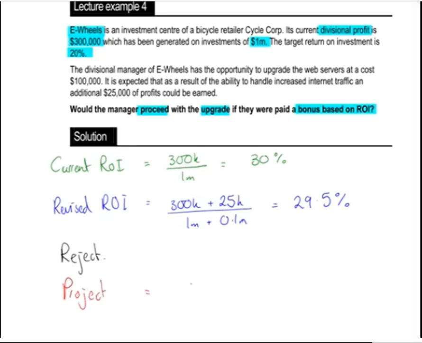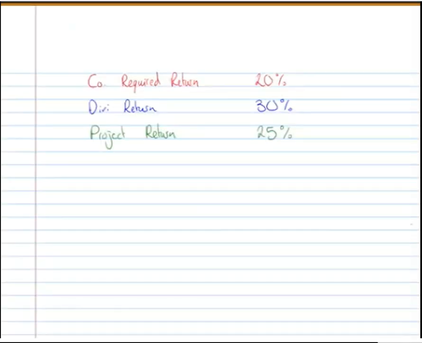So the project has a return of 25,000 over an investment of 100,000. In other words, it generates a return of 25%. So we need to consider how that compares against the target to decide whether or not we have goal congruent behaviour. So let's look at those figures for a moment.